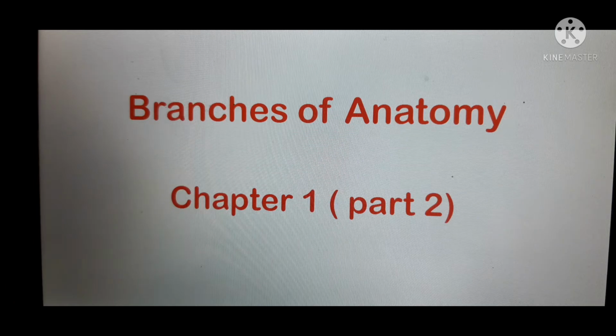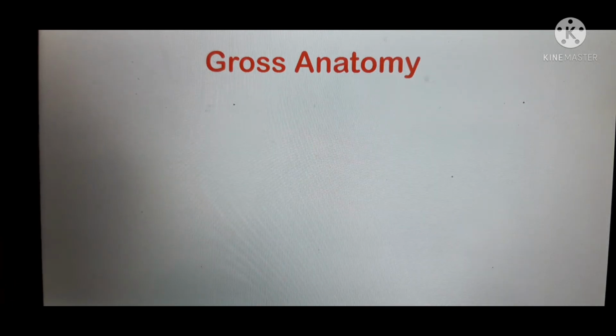In the first part we discussed the definition of anatomy, and now the branches of anatomy. So let's start. First, gross anatomy.